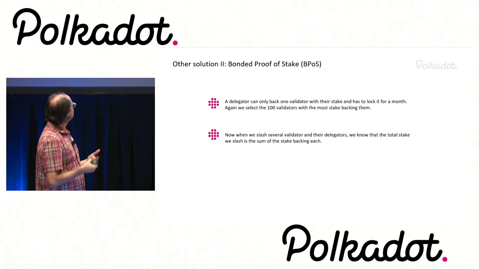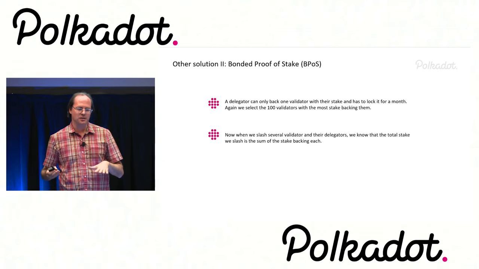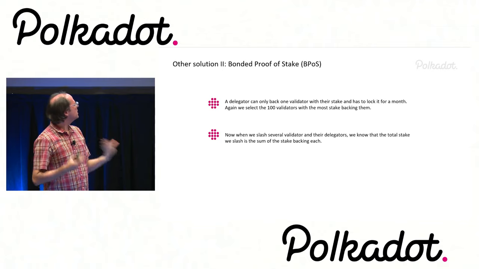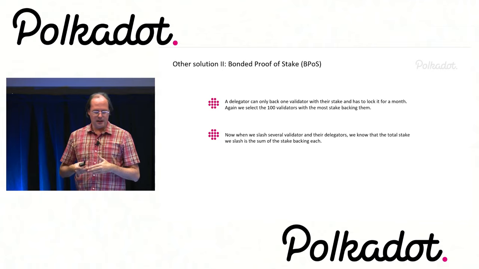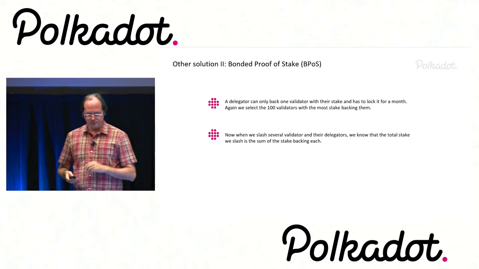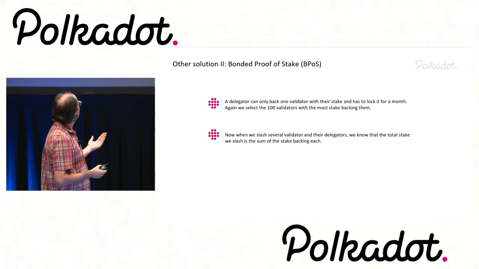And the other thing is that in DPoS, they don't slash delegators at all. In bonded proof of stake systems, you do. This means that we have to lock stake. So we'd have a system where you'd lock stake for a month, and we're doing this too.